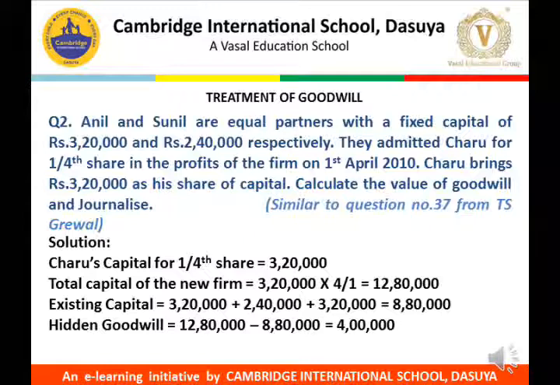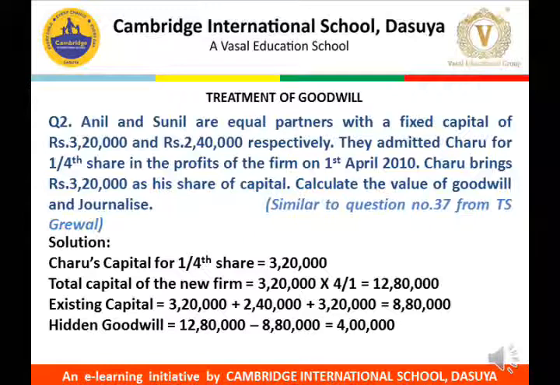This question is similar to the question number 37 from T.S. Garewal. Now we will solve this question. Students, in this question there is no information related with the goodwill. No value of goodwill is given in the question and there is no hint for calculating goodwill also. So these types of questions are related with the topic hidden goodwill, and this question is very much important from examination point of view.